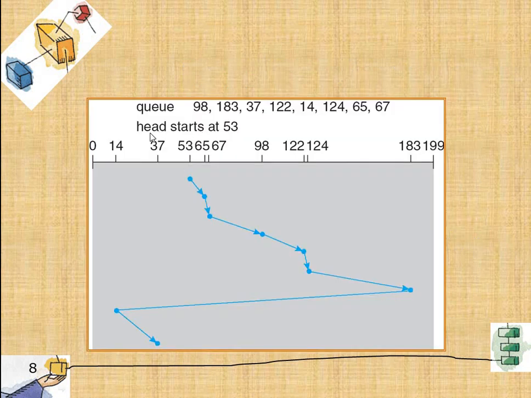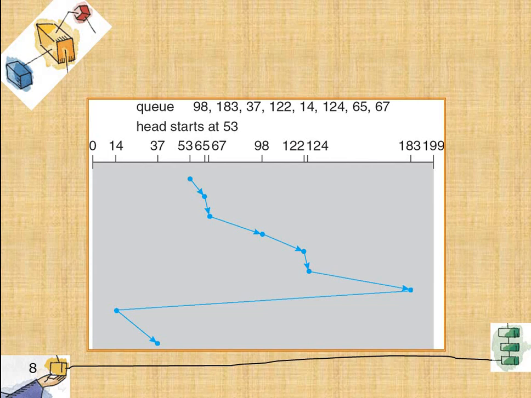So initially, as given, the head is at position 53. From 53 it is going to serve requests in one direction, that is 65, then 67, 98, 122, 124, 183 in one line. But instead of going to 199 as in the case of C-SCAN, C-LOOK moves in the direction only till the time a request is served. So here it stops at position 183.